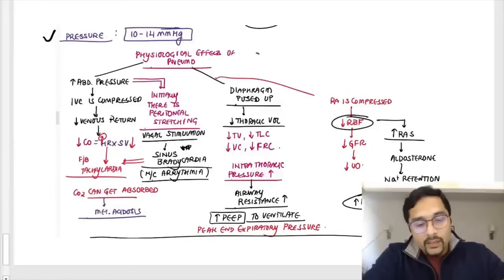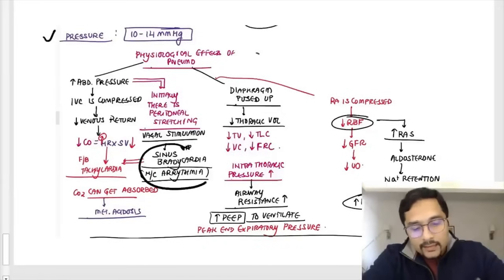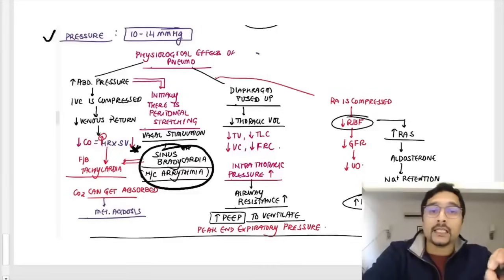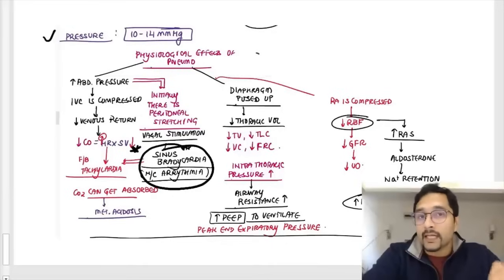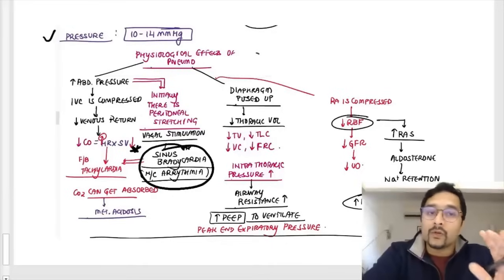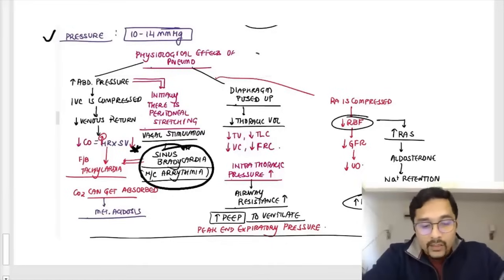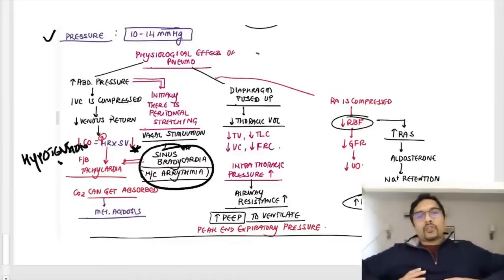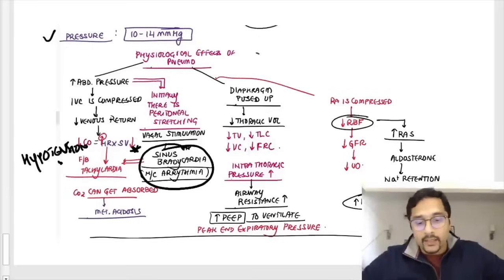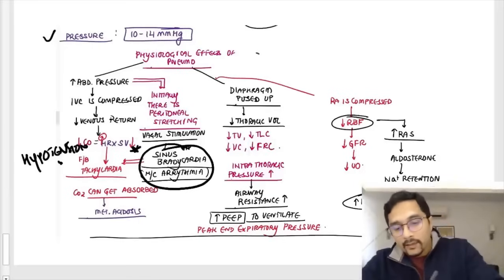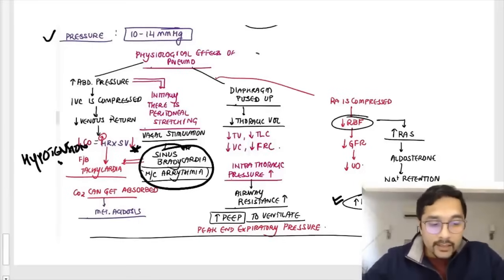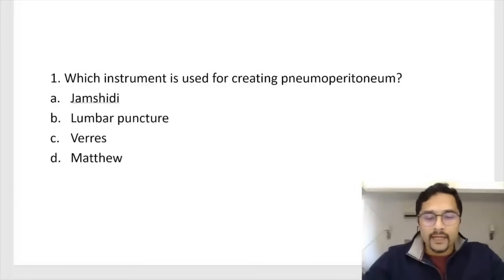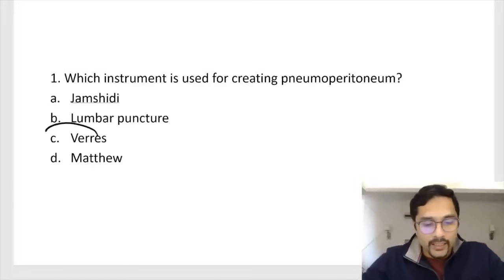When pneumoperitoneum is created, you should know that initially there is sinus bradycardia, the most common arrhythmia. Please remember that initially there is bradycardia due to vagal stimulation. There can also be hypotension in these patients. The diaphragm is pushed up, so the thoracic volumes are reduced, but the intracranial pressure is going to be increased in these patients. Very important, which instrument is used for creating pneumoperitoneum?